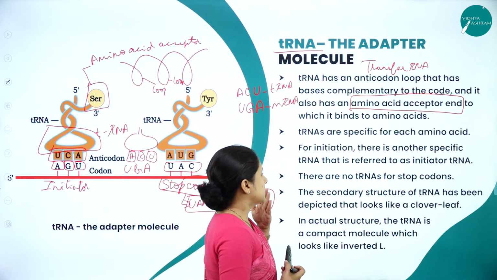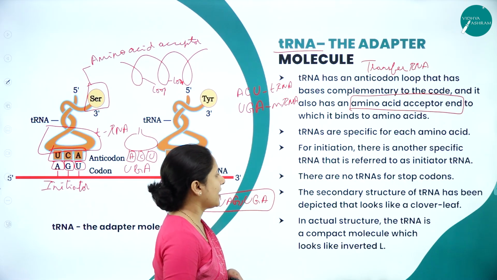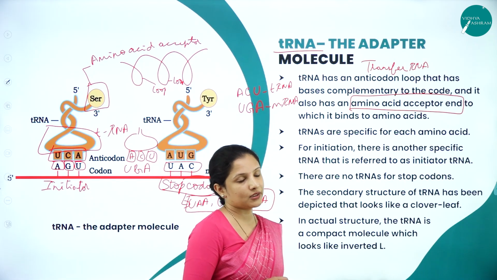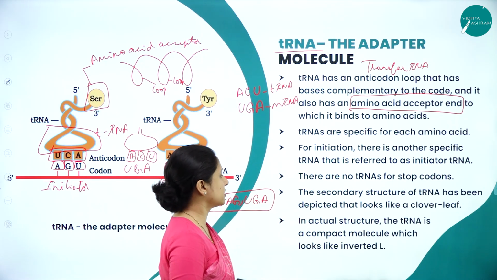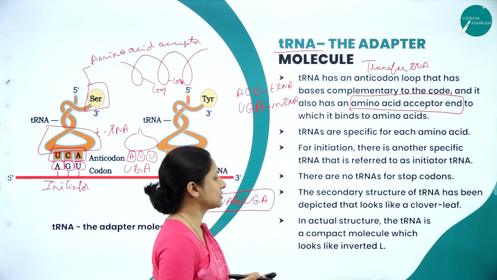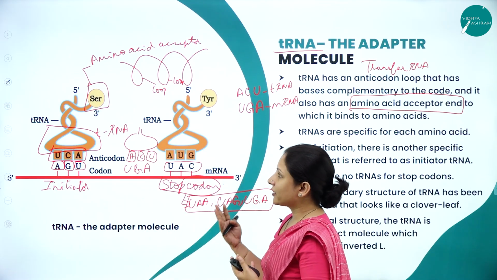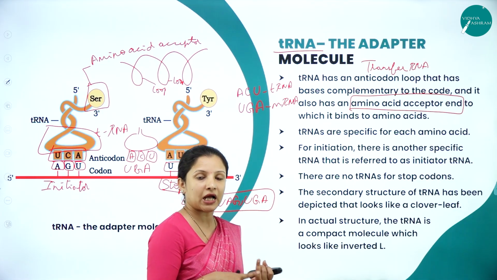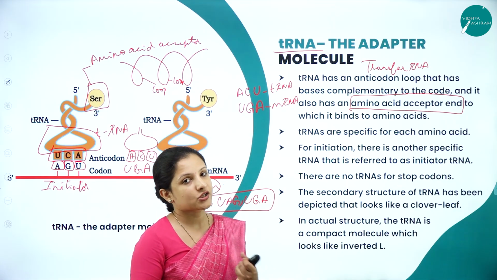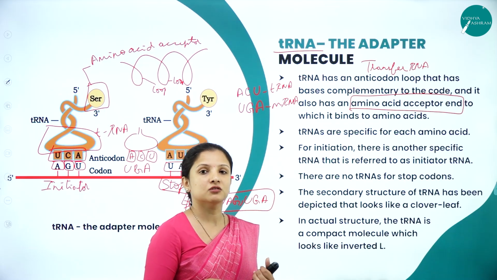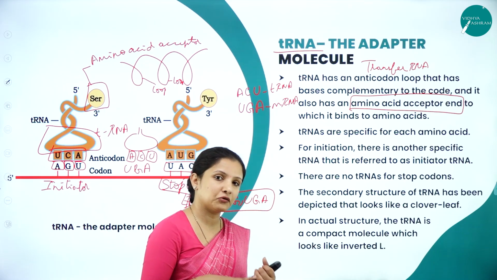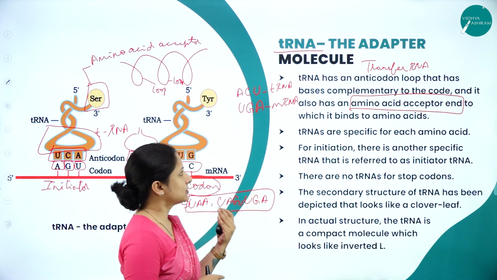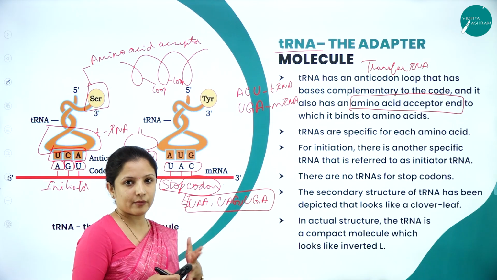So the secondary structure of tRNA has been depicted as a clover leaf-like model. Its actual structure, the tRNA is a compact molecule which looks like an inverted L. So they have given different shapes for it. It can be a clover leaf model, but actually it looks like an L. If you have to write in the exam what the shape of the tRNA is, you can write that it looks like a clover leaf. So this is about the tRNA.